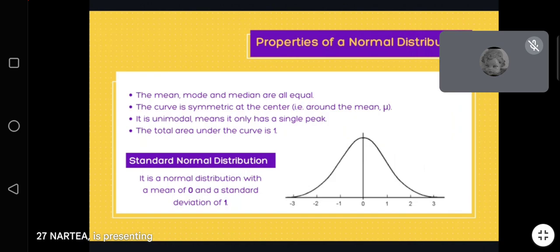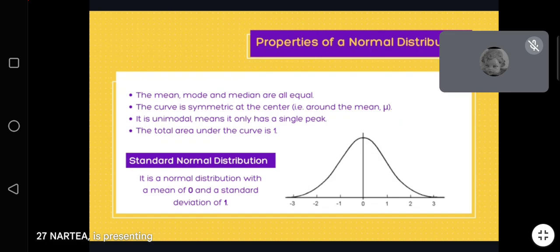Next are the properties of a normal distribution. The first property is that the mean, mode, and median are all equal, as you can see in the chart. The curve is symmetric at the center, also known as around the mean. As you can see at the center, it's symmetric, as in the same on both sides. And it is unimodal, meaning it only has a single peak. So it's only one curve, not two curves or something. There's only one top. And the total area under the curve is 1.